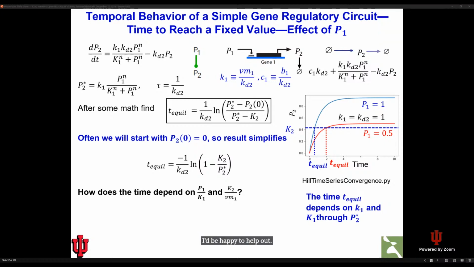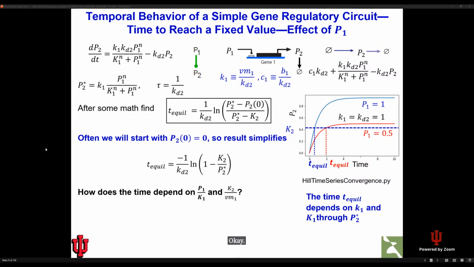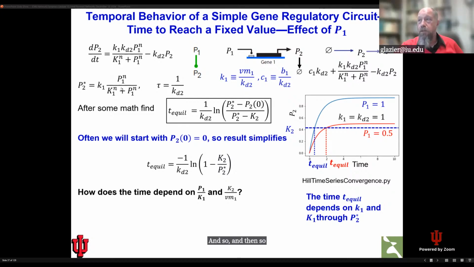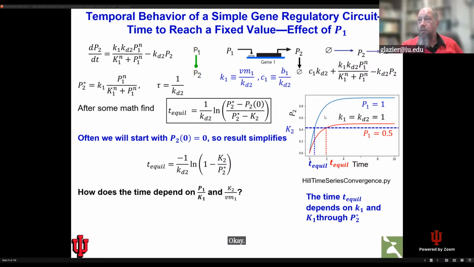Okay, so P1 is a constant. Right, so you're going to give it a constant value of P1. And then P2 will be an increasing function in time. Normally you would just plot P2 versus time. But what we're trying to do is calculate the time at which P2 reaches some target K2.